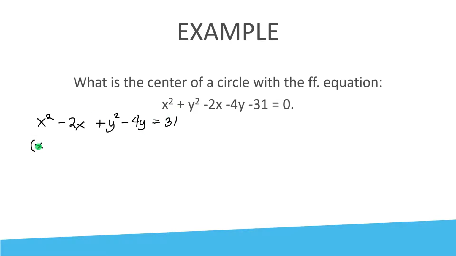Divide the middle term by 2, so we have a negative 1. Then you take the square of that. Negative 2 divided by 2 is negative 1. Then negative 1 raised to 2 is positive 1. Plus quantity of y squared minus 4y, this is the middle term, divided by 2. Negative 4 divided by 2 is equal to negative 2. Then raised to 2. Negative 2 raised to 2 is positive 4.